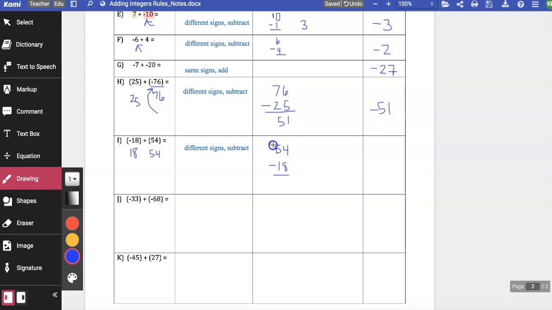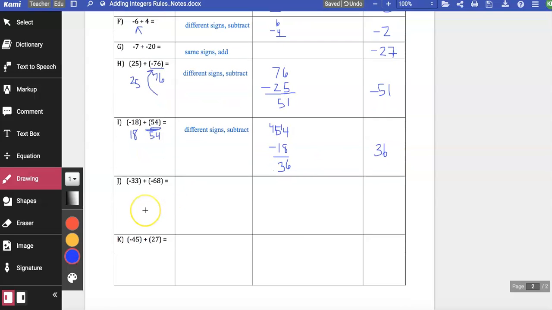Bar from the 5, make it a 4. Add 10 to the 4, making it 14. 14 minus 8 is 6. 4 minus 1 is 3. So we get 36, and then we have to decide, do we have more negatives or more positives? We have more positive. We have 54 positives, so this is a positive 36.